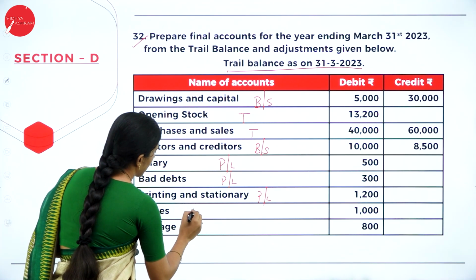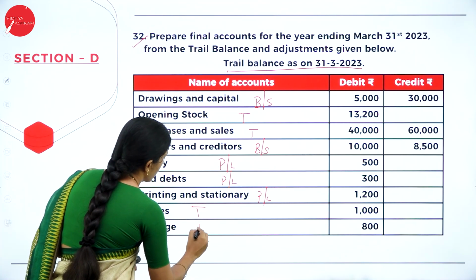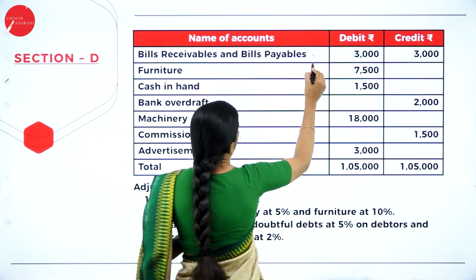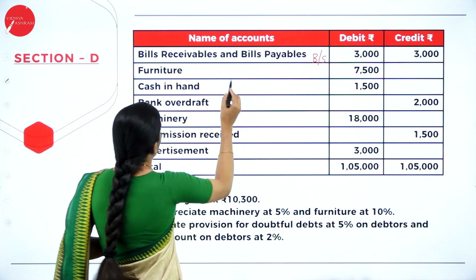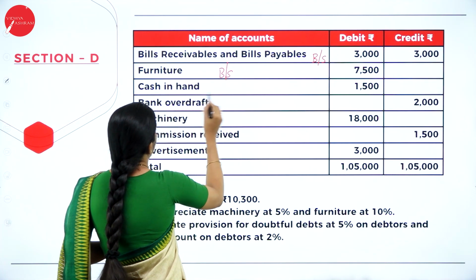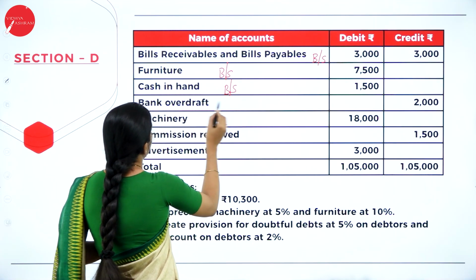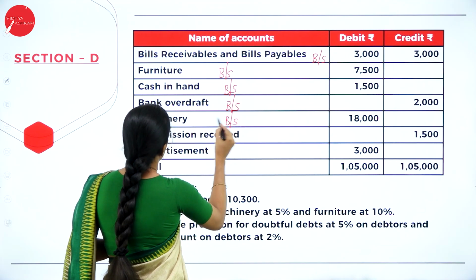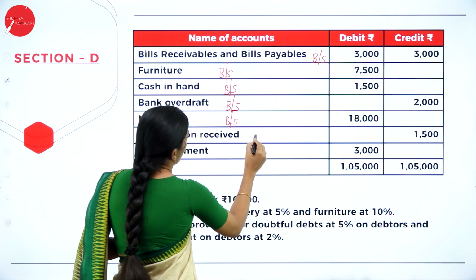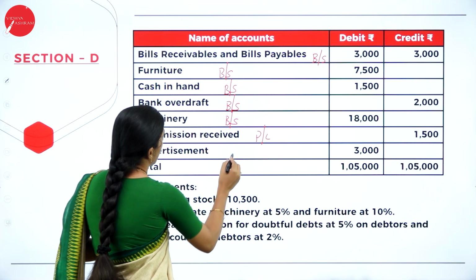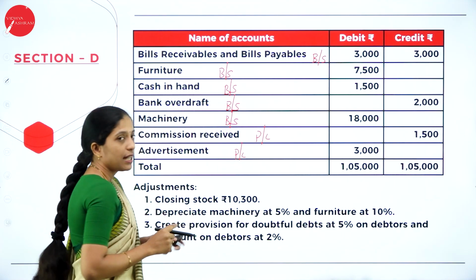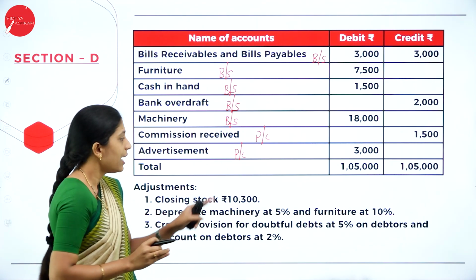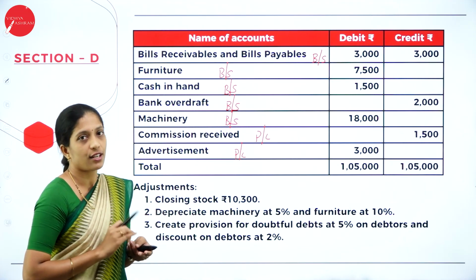Wages is a direct expense, so trading account. Postage, indirect expense, P&L account. Next, bills receivable and bills payable, balance sheet. Furniture, balance sheet. Cash in hand, balance sheet. Bank overdraft is a liability, balance sheet. Machinery, balance sheet. Commission received, P&L account. Advertisement, P&L account. Next, all the items in the trial balance should come once in your solution and these adjustments should come twice in your solution.